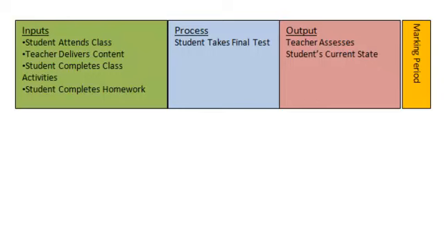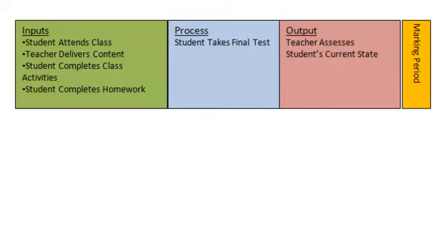In the class, the student completes class activities, and then following the class, there's homework. So all of the inputs into the assessment process, doing it summatively, are based on the student's preparation before, the activities during, and the activities that follow class. So at some point in time, the actual process is that a student will take a final test at some point in time. In this case, we're measuring a marking period. So let's say at the end of the marking period, the student will take a test for the marking period.